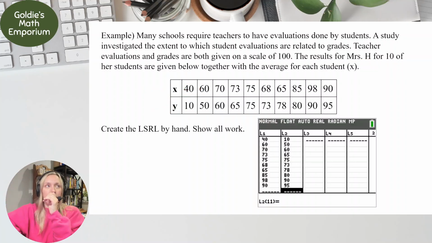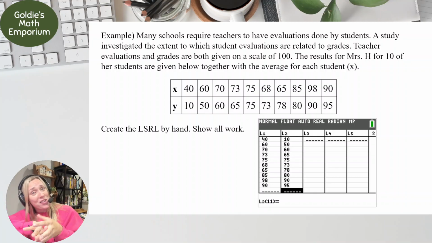So first, if I'm doing it by hand, yeah, I could find the mean by hand. I could find the standard deviation by hand, correlation, but no. Use your calculator, okay? When it says find it by hand, it means you're going to use the formulas for it. When I say find it by hand, I still want you to find all those other statistics using your calculator. Please do not find those statistics by hand, okay?